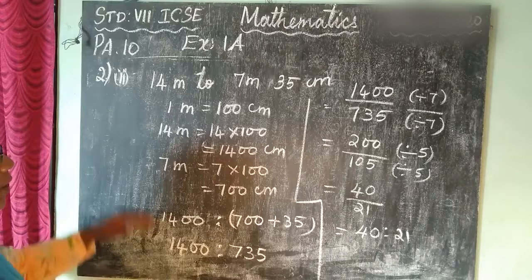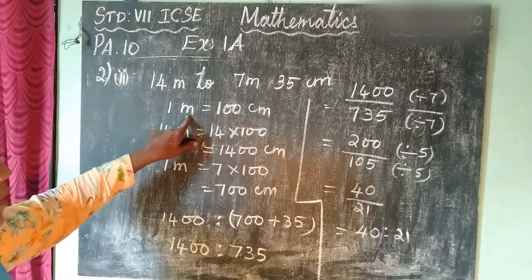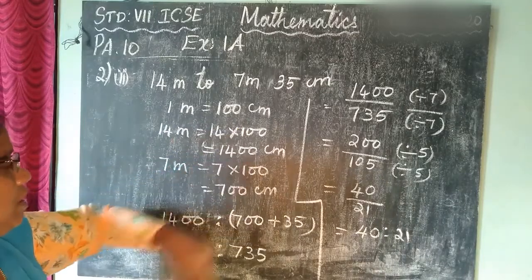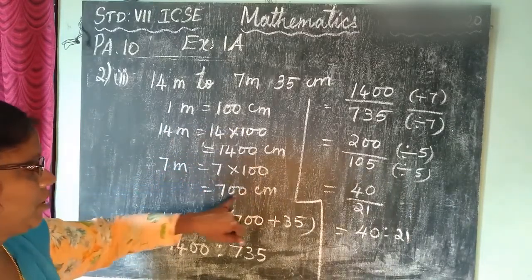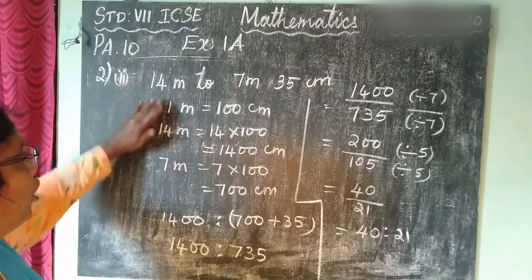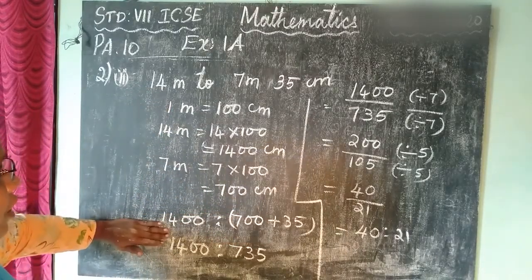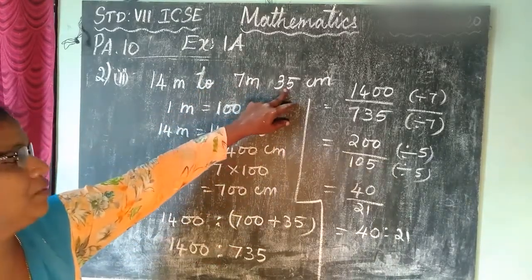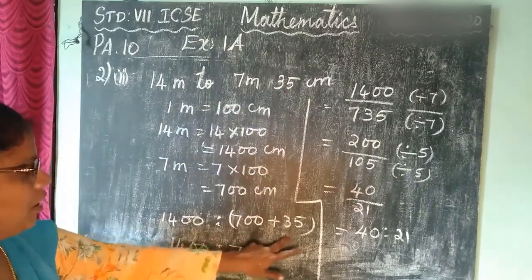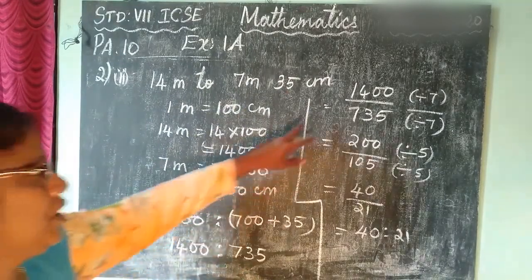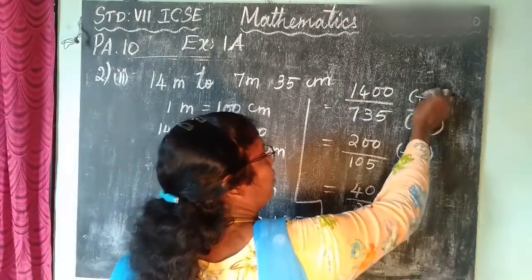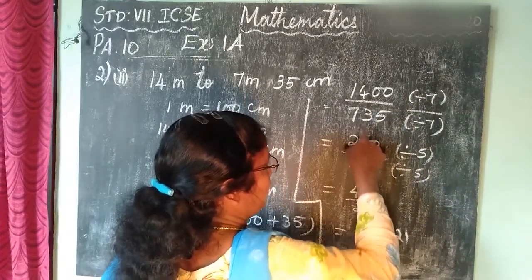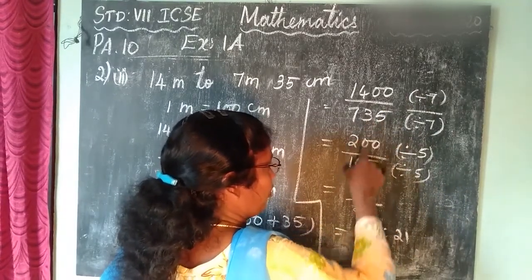Let me explain once again. I am converting meter into centimeter. 1 meter is equal to 100 centimeter. So 14 meter is equal to 1400 centimeter. 7 meter is equal to 7 into 100, that is 700 centimeter. Now 14 meter I am writing as centimeter 1400. Here 7 meter I am writing as 700 centimeter. Already this is given in centimeter, so I am adding this both. 700 plus 35 is 735. I am dividing by 7. 2 7s are 14, 0 0. 1 7s are 7. Here 3, 7 will not go, so put 0.